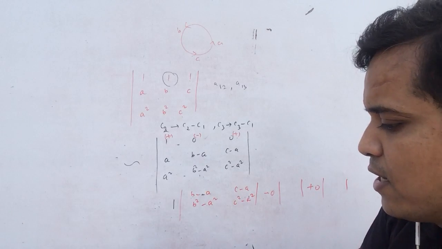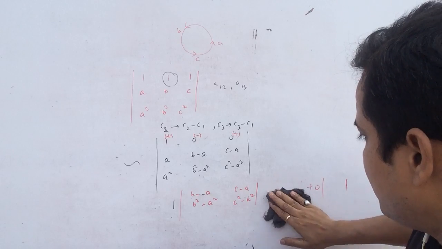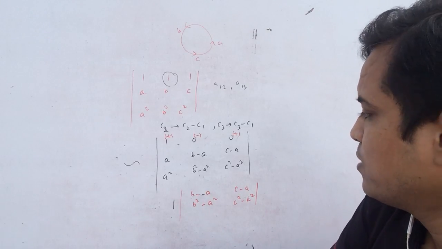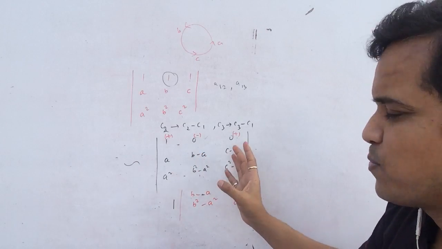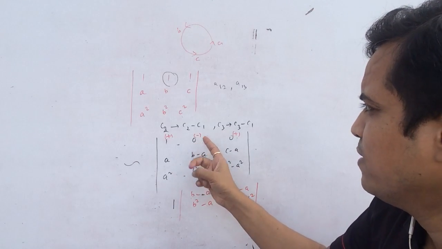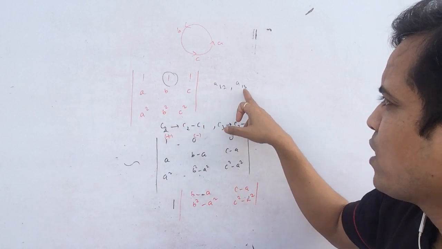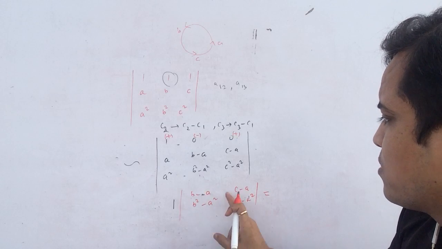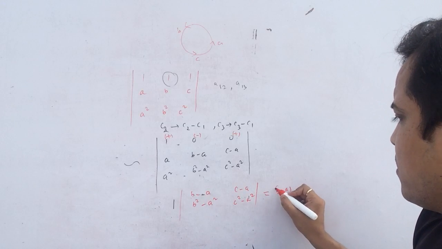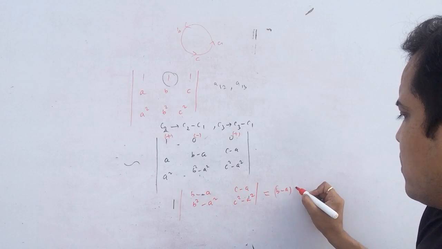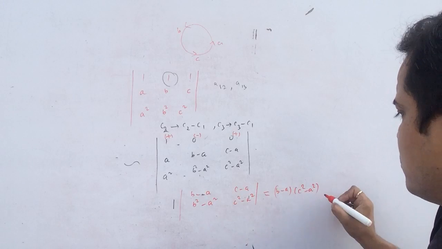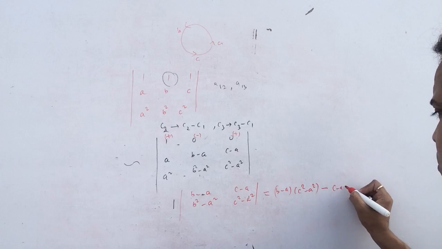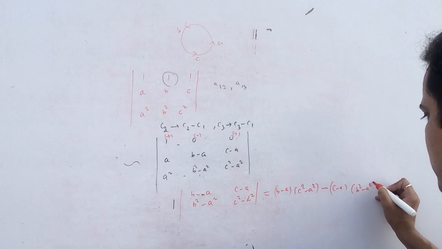So only this is the solution. This makes our expansion easy when you made A12 and A13 as 0. So now we are going to expand. Left cross minus right cross: B minus A into C square minus A square, minus C minus A into B square minus A square.